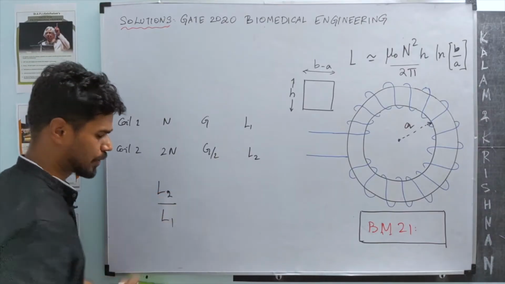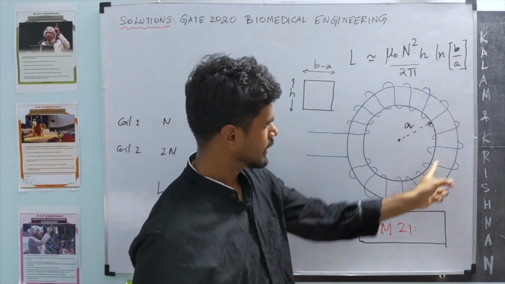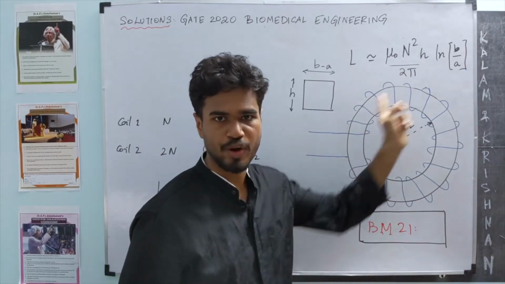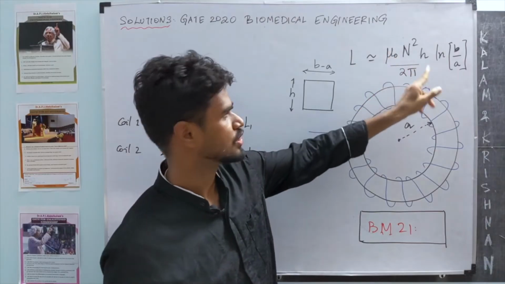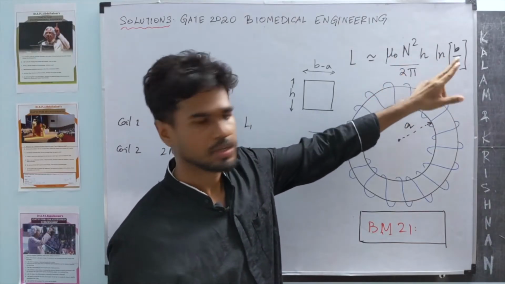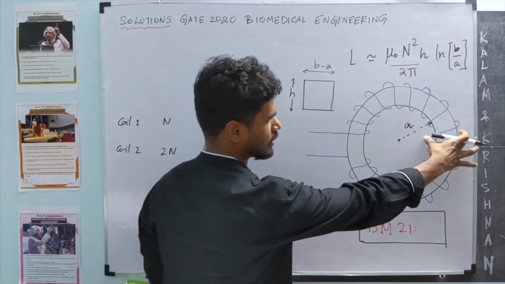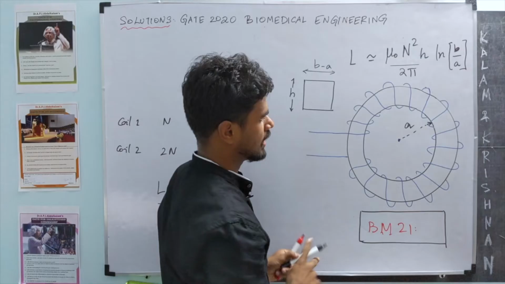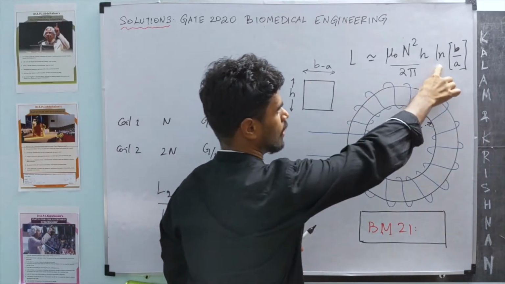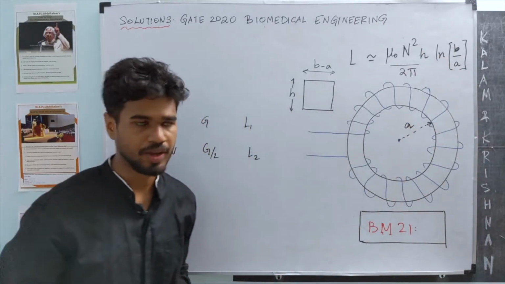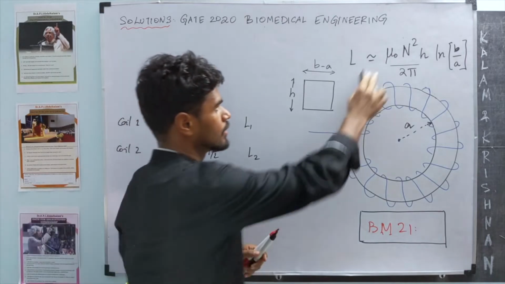And we want L2 over L1, right? So the inductance of a ring type, toroidal inductor is mu naught constant n square, which is square of number of turns in the coil, times h. H is, if we take any cross section, what is the height of that, and if A is the inner radius and B is the outer radius, ln of B over A. So this is the inductance of a toroid.